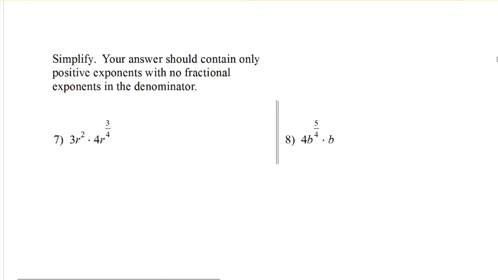Problem 7. 3 times 4 makes 12, r squared and r to the 3/4, so we need to add, right? 2 plus 3/4, well, 2 is how many fourths? That's 8/4, right? So 8/4 plus 3/4 makes 11/4. So this is 12r to the 11/4 power.